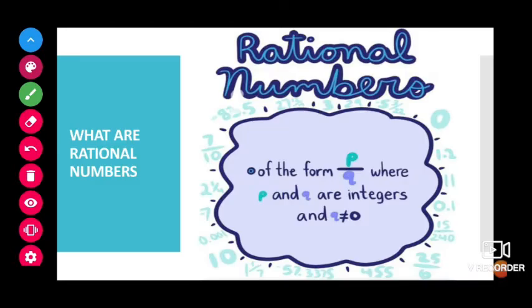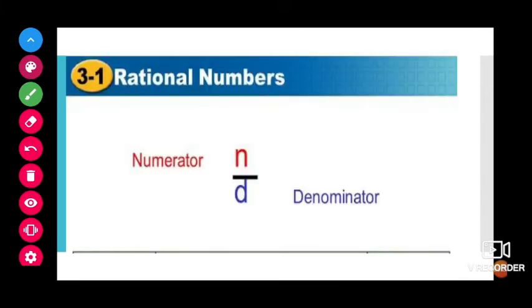Next one, as we already discussed, what is meant by rational numbers? Rational numbers are numbers which are in the form of P by Q, where P and Q are integers and Q is not equal to 0. Next one, children. In the P by Q form we can observe two numbers with a line in between: one number up, one number down.